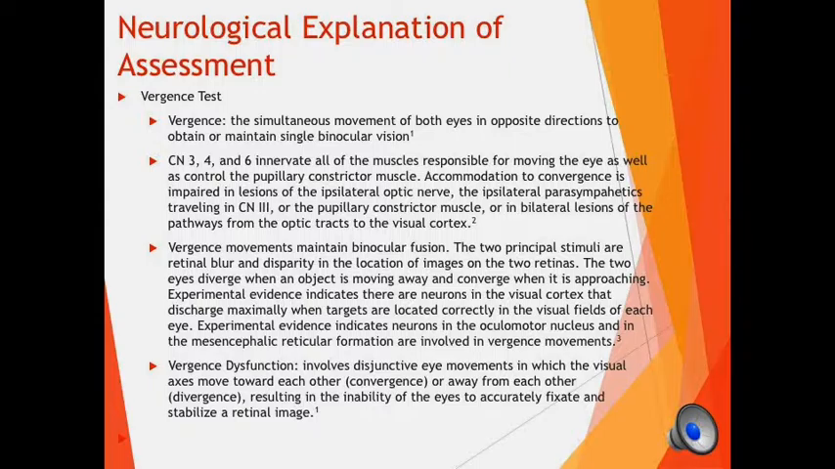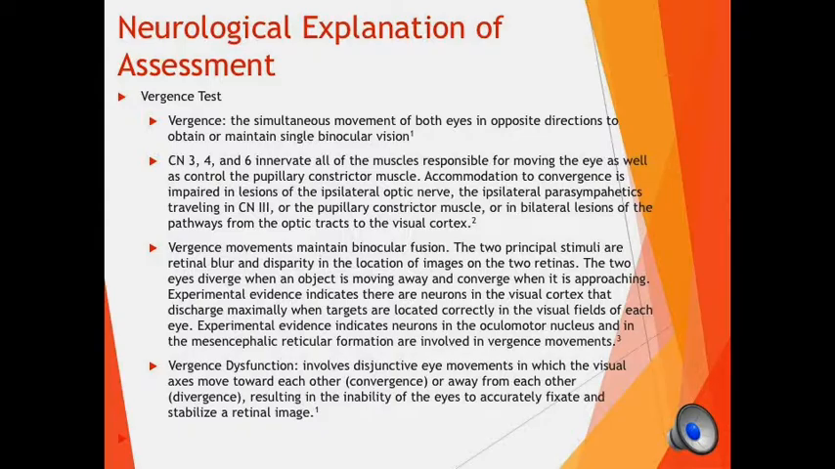Cranial nerves 3, 4, and 6 innervate all of the muscles responsible for moving the eye, as well as control the pupillary constrictor muscle. Accommodation to convergence is impaired in lesions of the ipsilateral optic nerve, the ipsilateral parasympathetics traveling in cranial nerve 3, or the pupillary constrictor muscle, or in bilateral lesions of the pathways from the optic tracts to the visual cortex.